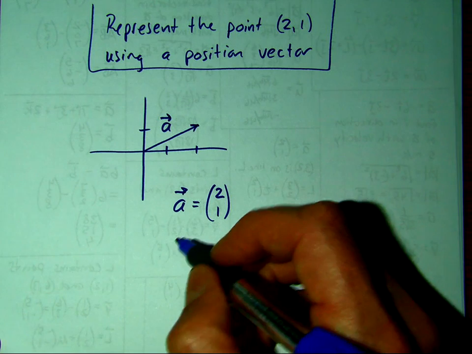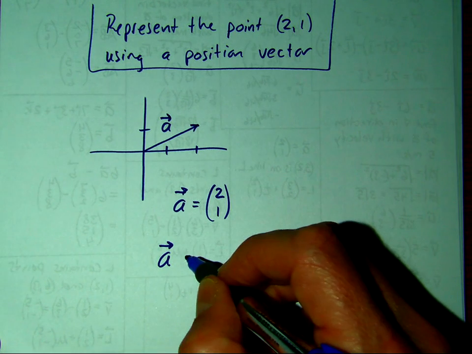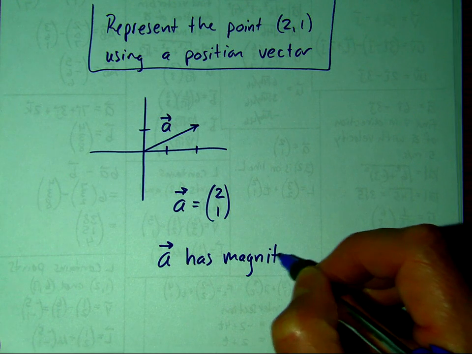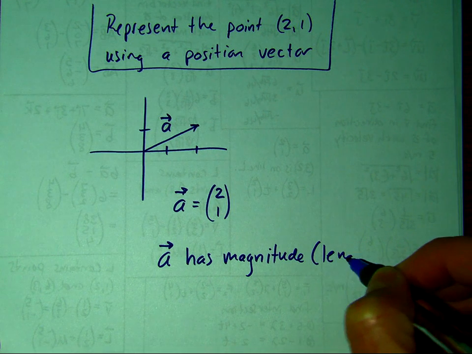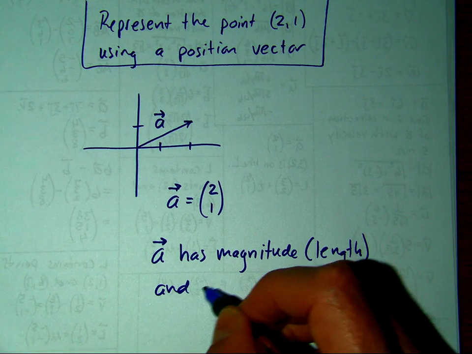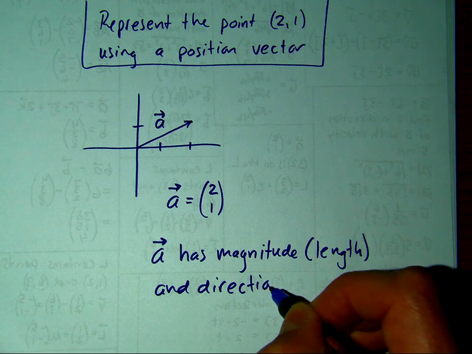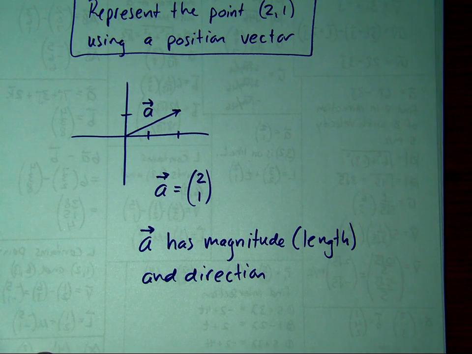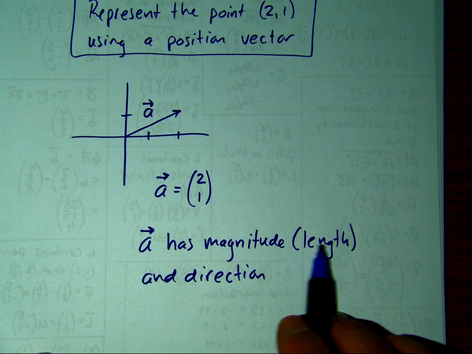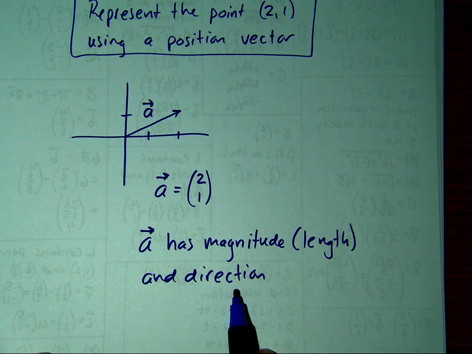Here are some other characteristics of vectors. A has magnitude, which is its length, and direction. So vectors are a way to describe measurements that have magnitude, size, or length, and direction. If there's only a magnitude, then it's not a vector. It's called a scalar. And if we only talk about direction with no magnitude, then it wouldn't be a vector.